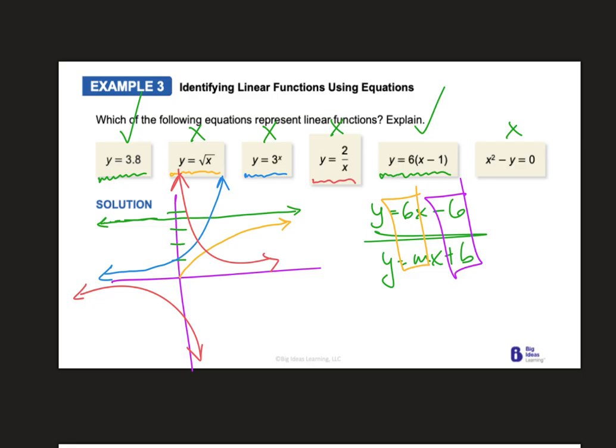And then last but not least is this guy right here, x squared minus y equals 0. If we were to rearrange this, it would be y equals x squared, and that is a parabola. So that blue line that I just drew right here, definitely not a linear function.